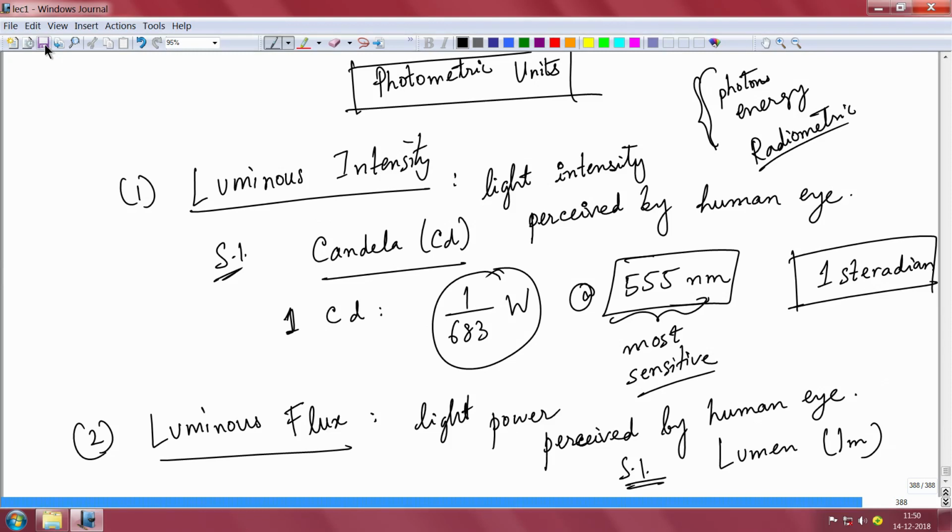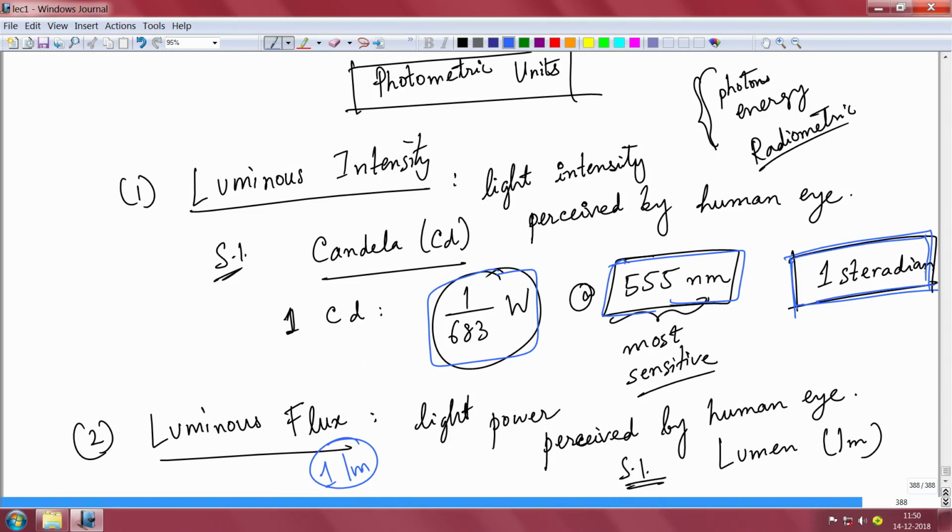The definition is very similar to that of luminous intensity, except that 1 lumen of luminous flux corresponds to a monochromatic light that emits a power of 1 by 683 watt at 555 nanometer in all directions. There is no condition that it should emit only in 1 steradian. 1 steradian is a solid angle in 3D. That condition comes in candela, but for power it is the total power, so no condition of steradian.